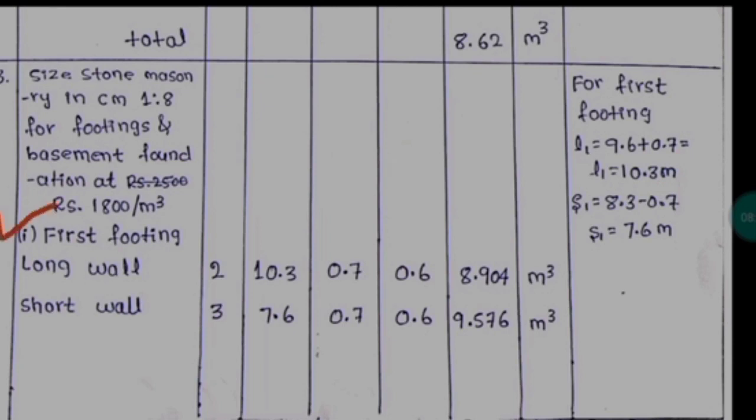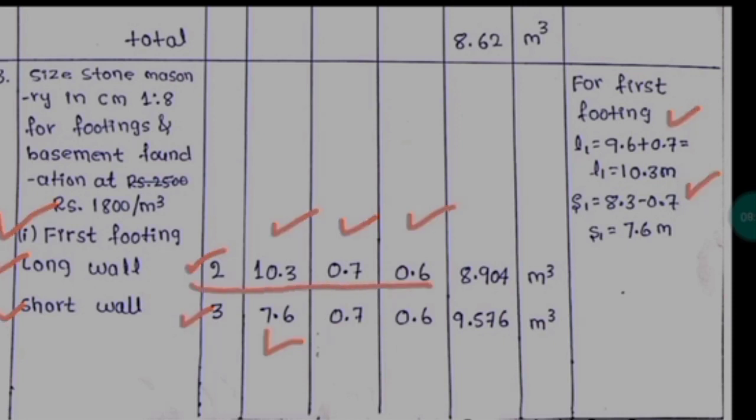Now we go through the first footing. So write the long wall and short wall and write its number, 2 and 3. Here also we need to calculate the length of the long wall and short wall. So the width of the first footing is 0.7 meter. Add it for the long wall and deduct it for the short wall. Therefore the length of the long wall becomes 10.3 and the length of the short wall becomes 7.6 meter. Width of the first footing is 0.7 meter and the depth of the first footing is 0.6 meter. Then multiply this, and you will get 8.904 meter cube as the quantity for the long wall and 9.576 meter cube as the quantity for the short wall.